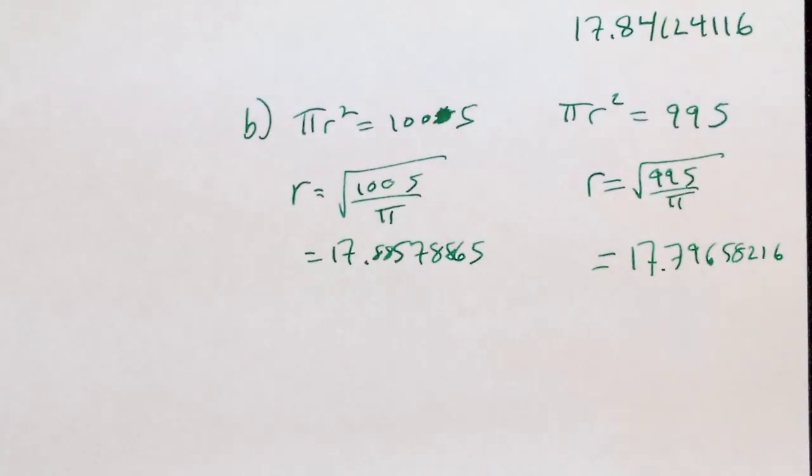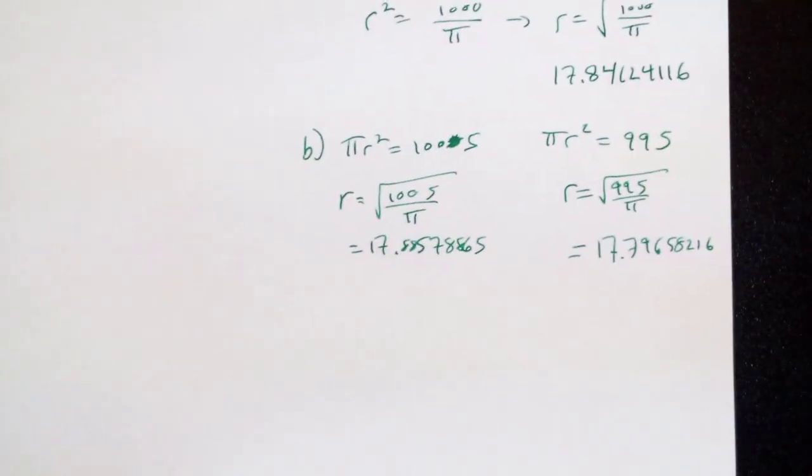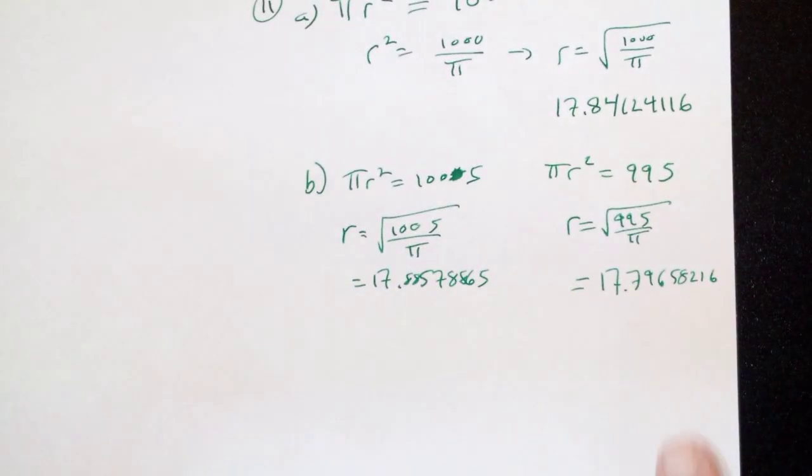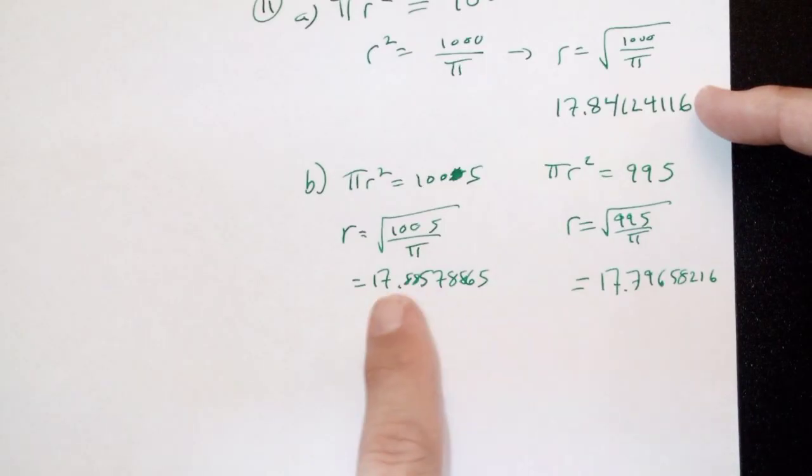But those are unfortunately not the answer to my question. Because the question actually asked, how close to the ideal radius from part A must the machinist control his radius? In other words, how close to this number is close enough? Which means I need one more piece of information. I need to know how far apart these are.